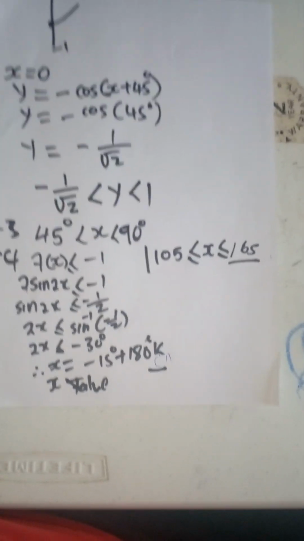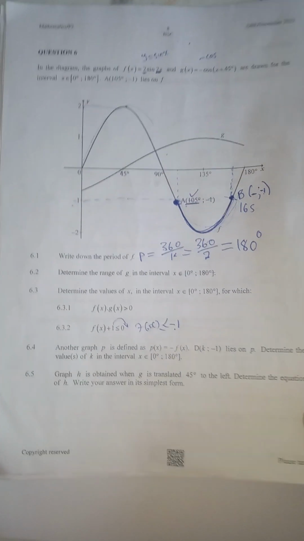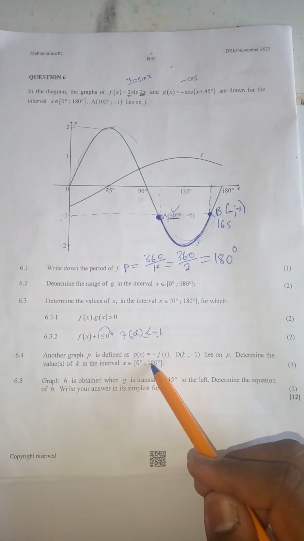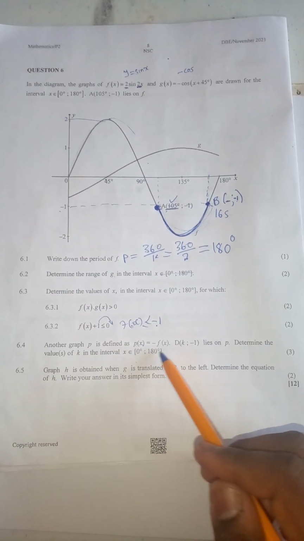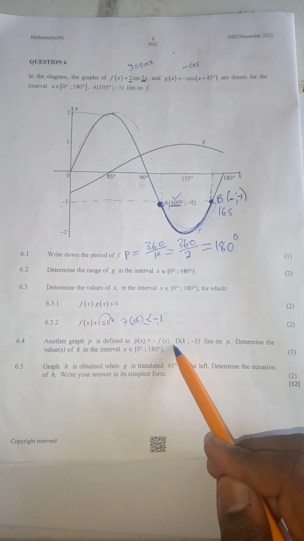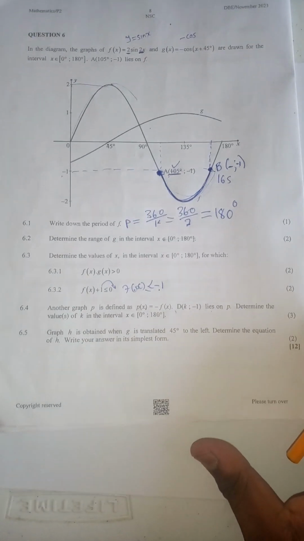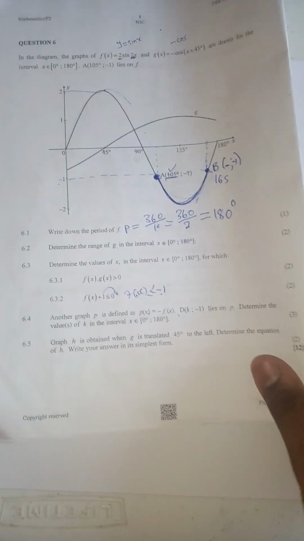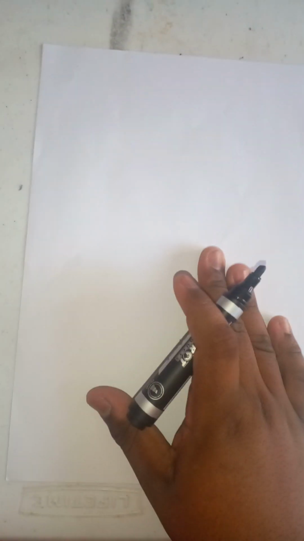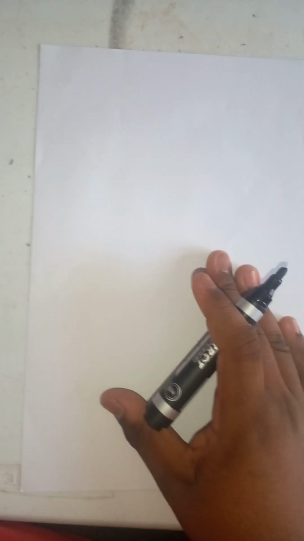So now let's go to the next question. Let's do the next one, just replacing the paper there. Now they are saying that another graph of p, which is defined by p of x equals negative f of x, and which lies on p, determine the values of k in the interval. So when it is this one, this is how I'm going to do it. Watch it now. If they're looking for the values of k, I'm going to treat it like this.